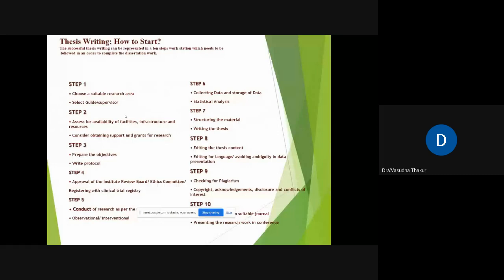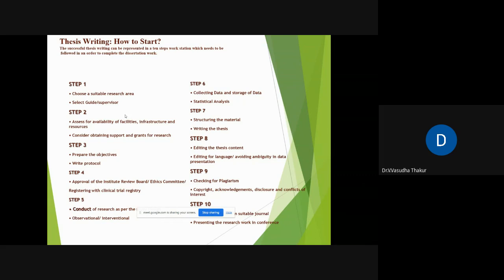Now let's move on to how you start writing research. There are a few steps which we can discuss, put up under 10 steps. Step number 1 is where a candidate chooses a suitable research area, that is the domain, discipline, subject, or topic which one is interested in.